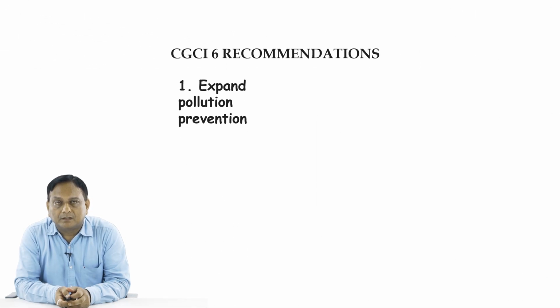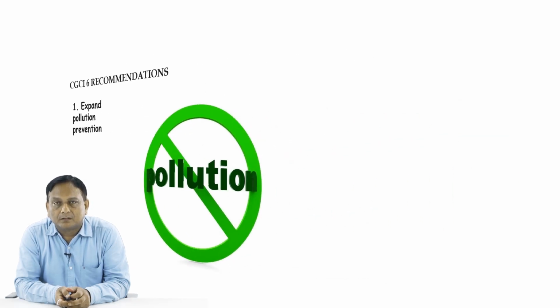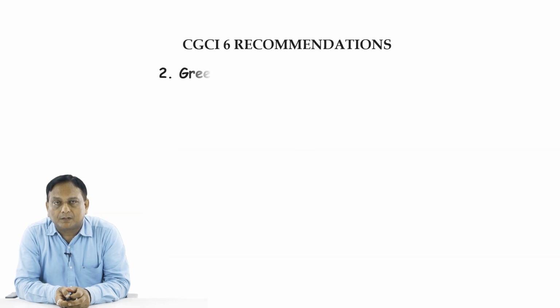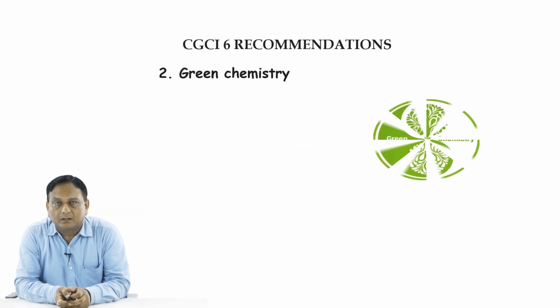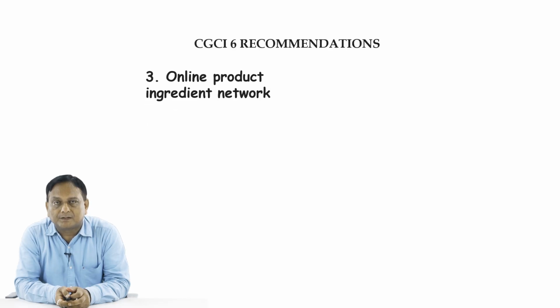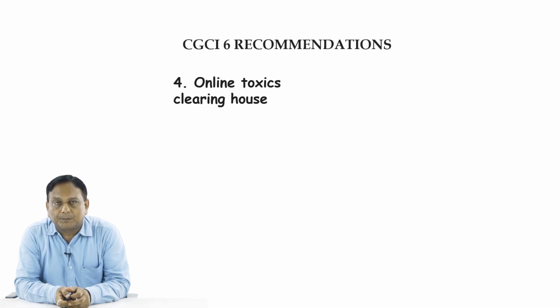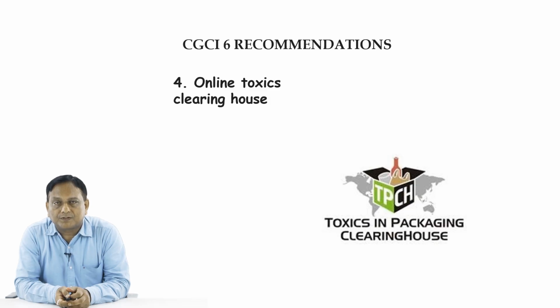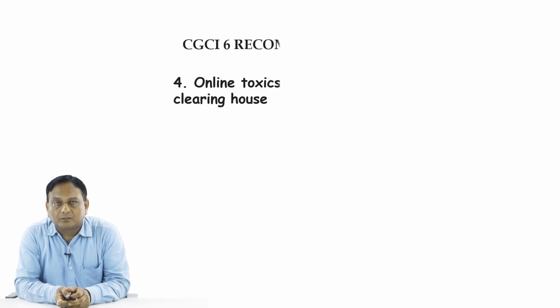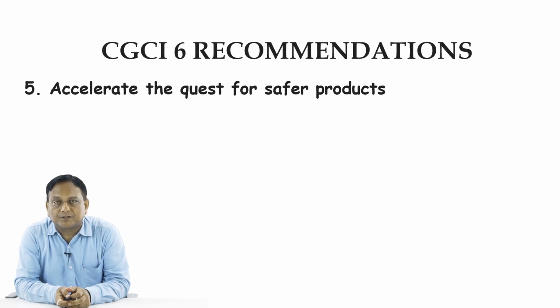Now, recommendations. Expanding pollution prevention is one of the recommendations. Another recommendation for pollution prevention is green chemistry. Green chemistry should be implemented in the system. Another item covered under these recommendations is the online product ingredient network, under the CGCI recommendations. It also talks about the online toxics clearinghouse, and toxics in packaging clearinghouse, which is also part of the CGCI act. The recommendations also talk about accelerating the quest for safer products.